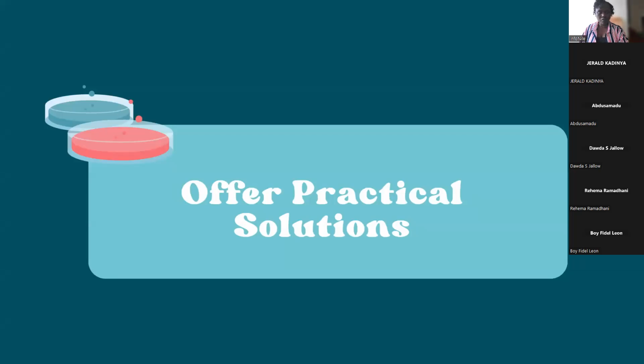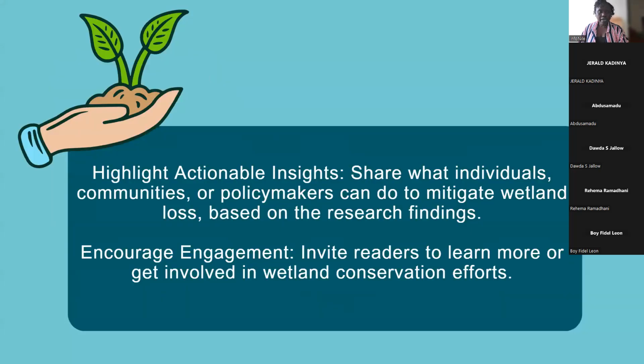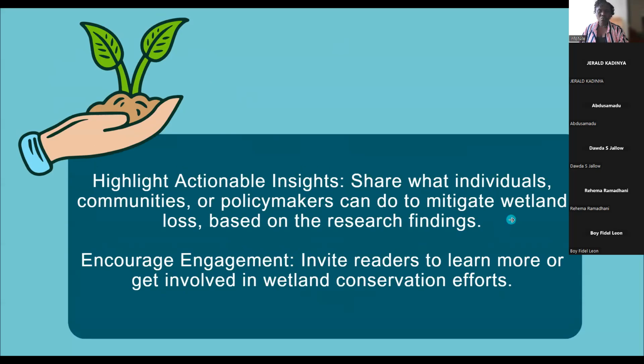Another thing that you can also do is offer practical solutions. Highlight actionable insights. Share what individual communities or policymakers can do to mitigate wetland loss based on the research findings. Like we talked about when we were beginning, I told you guys that science communication helps to shape policies and make changes to our environment, climate and everything. So when you're ending your narrative, share what policymakers can do to mitigate wetland loss based on the research findings. Depending on the paper that you chose, there will be ways of mitigating this issue in that research paper. Talk about it, and this is going to help people to have a way forward.